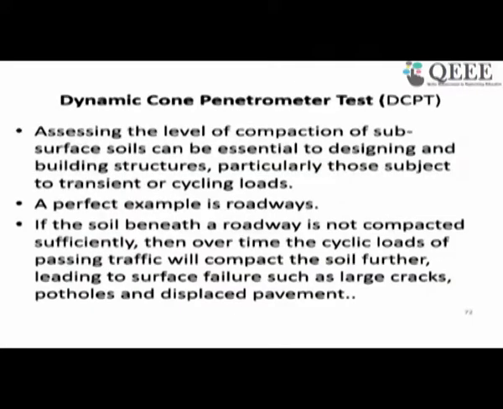There is another method called the dynamic cone penetrometer test, DCPT. So far what we saw was SPT, the standard penetration test, which gives a crude number for corresponding penetration with the blows. Then we have numbers which are corrected for different strata or overburden correction or maybe dilation correction.